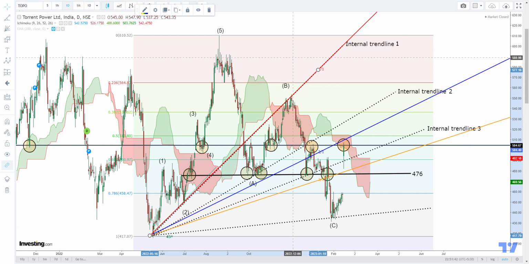So this was my quick analysis on Torrent Power. Have the same kind of forecast on your charts and trade accordingly, and just be patient, wait, see the move, and act on very critical areas with respect to the Gann support, resistance, and internal trend line or 200 moving average, right?